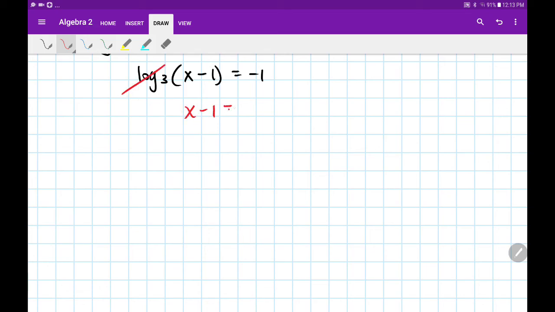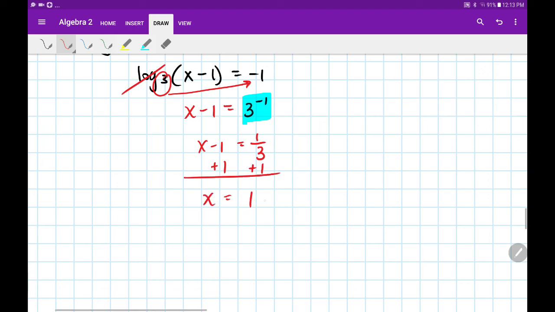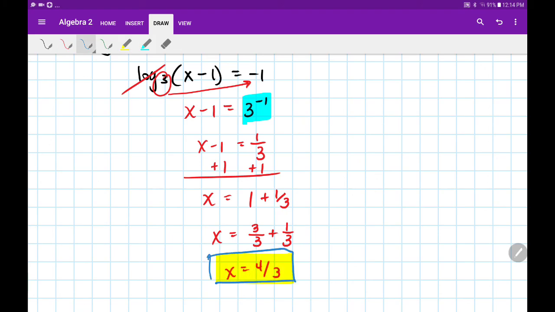So cross out the log, bring down the x minus 1, and set it equal to 3 to the negative 1. So if x minus 1 equals 3 to the negative 1, that means I could rewrite this as 1 over 3. And so x, we'll get it by itself by adding 1 on both sides. So x equals 1 plus 1/3. Now, that's fine, but I want to get a nice single answer. So let's add 1 and 1/3. That means 3/3, I'm getting common denominators, plus 1/3. So x would equal actually 4/3. This is the true right answer.